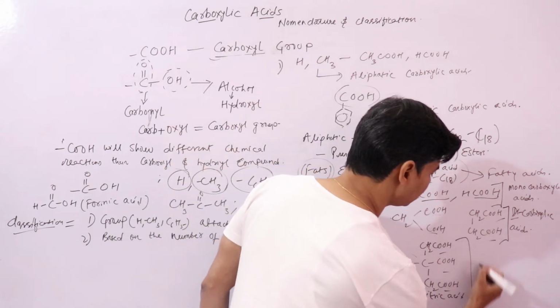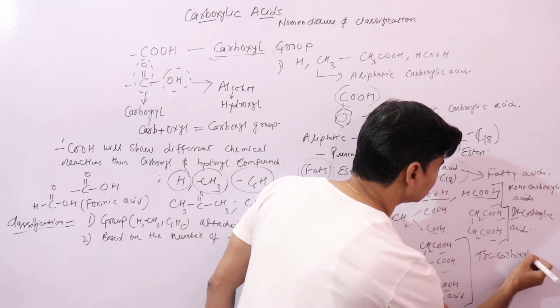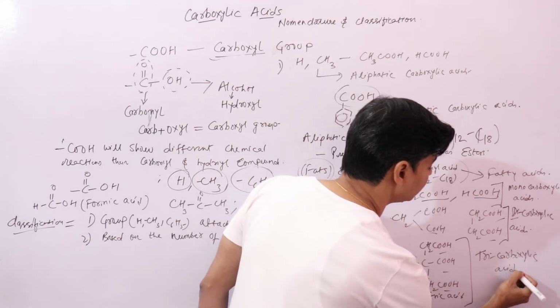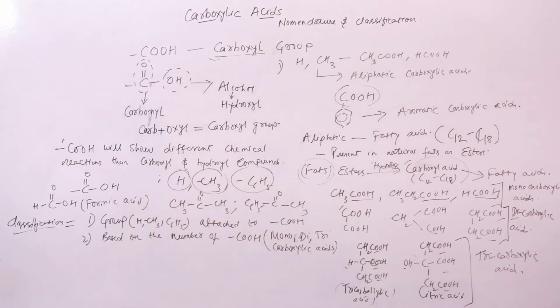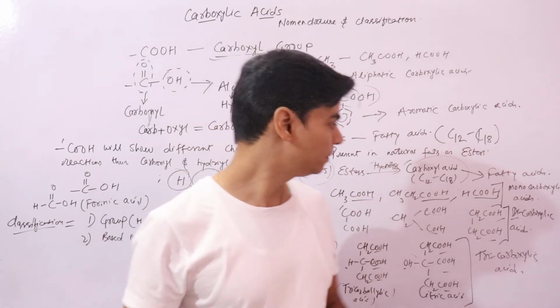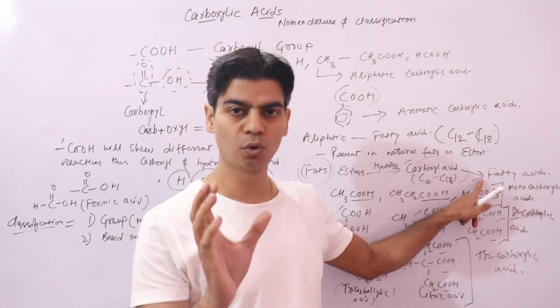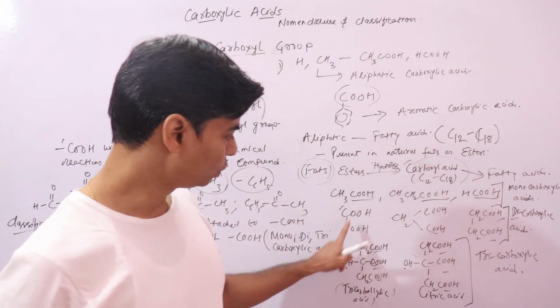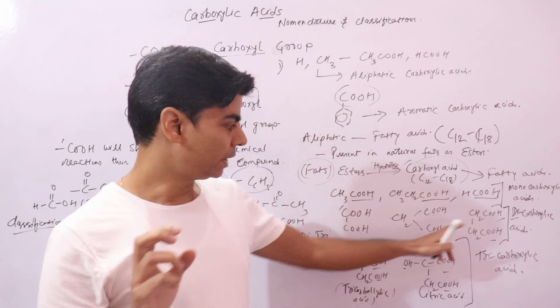So these are your tricarboxylic acids, because they contain three carboxylic groups. So this is the classification based on the number of carboxylic groups. If it contains one, it is a monocarboxylic acid, because mono means one. If it contains two carboxylic groups, it is termed as a dicarboxylic acid.